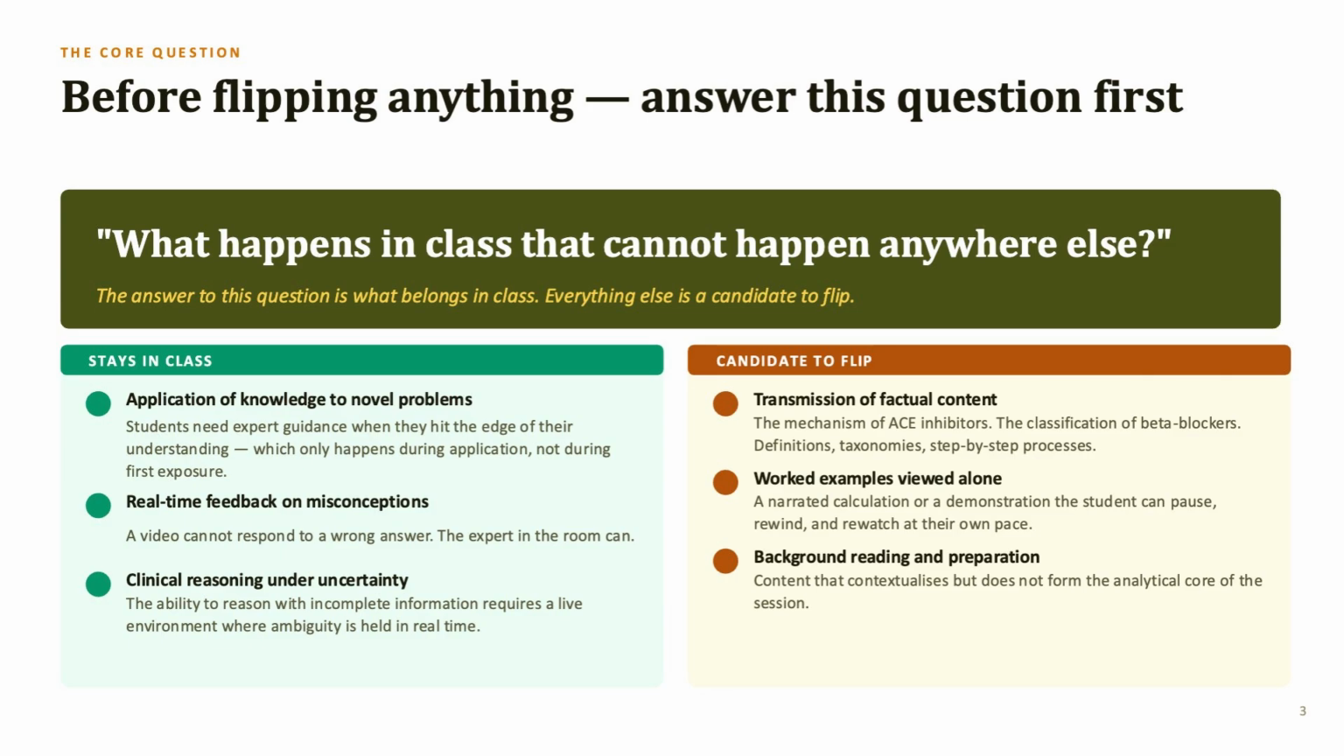In contrast, the Candidate to Flip section highlights material better suited for independent learning. This includes the transmission of factual content, such as the mechanisms of drugs, definitions, and taxonomies. Worked examples viewed alone are also effective, allowing students to control the pace. Finally, background reading and preparation, which contextualizes content but does not form the analytical core, should be independent. By answering this core question, we ensure that valuable in-class time is dedicated to high-impact learning.